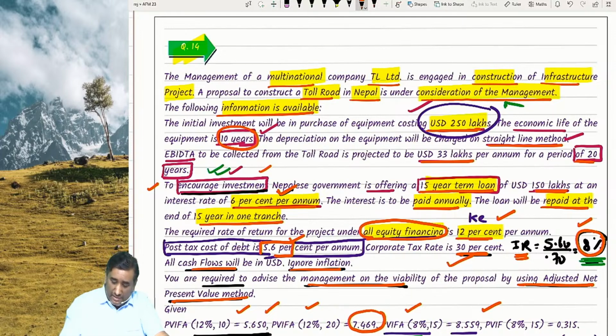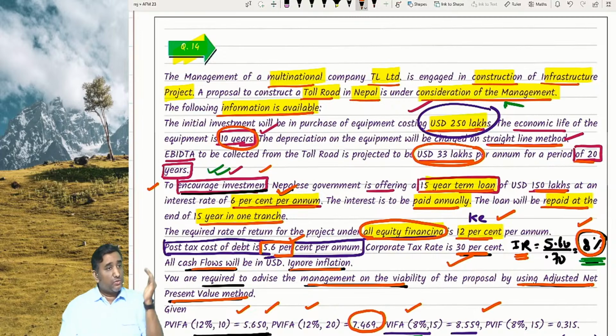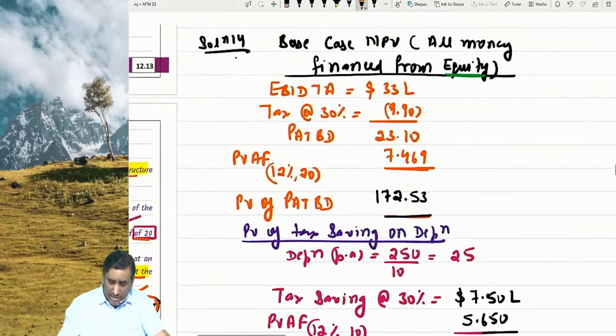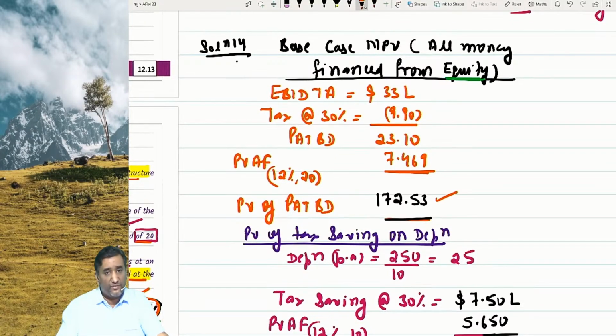33 million you have. 33 million into 0.7 is profit after tax before depreciation. This will come for how many years? 20 years. So 20 years discounting, multiply by annuity factor of how many years? 20. Sir, why is this 10 given then? You know 10 is given for what? For depreciation. So into 20, how much you get? 172.53. I'll just show you. Do not copy, I'll give you the time to copy also. Its present value comes to 172.53. Depreciation, look at the question. How much?